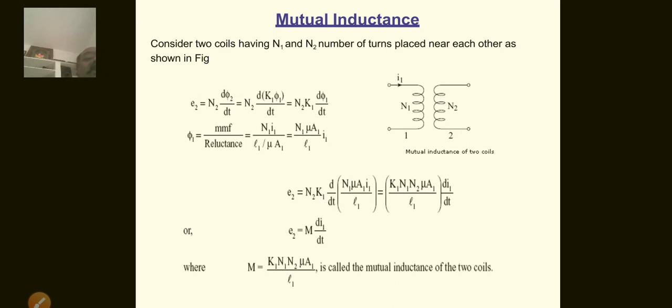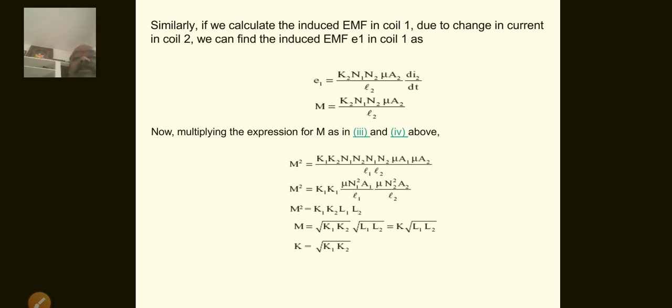So what are the things we will consider here? L1, N1, N2: N1 and N2 are the number of turns of the two coils. And mu is permeability, which we already know. And A1 is the area of cross section of coil 1, and L1 is its length. This is mutual induction. This is a principle applied for transformers also.